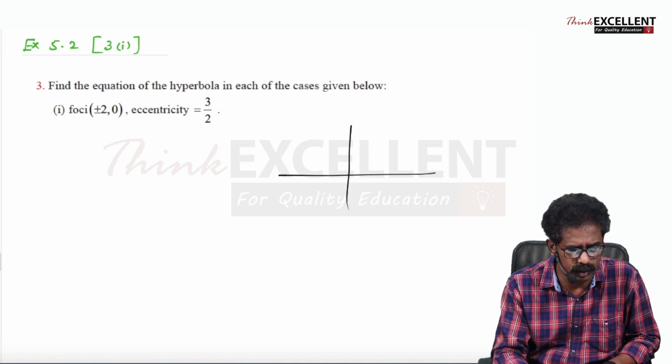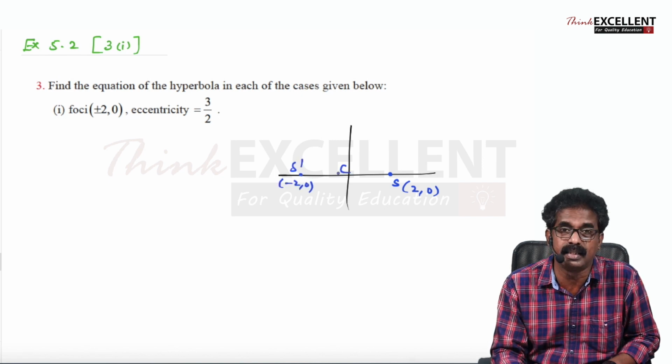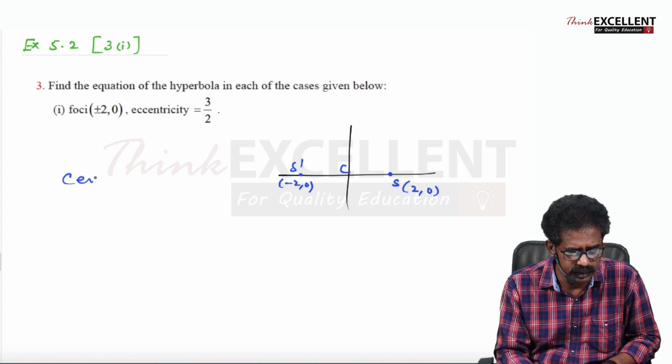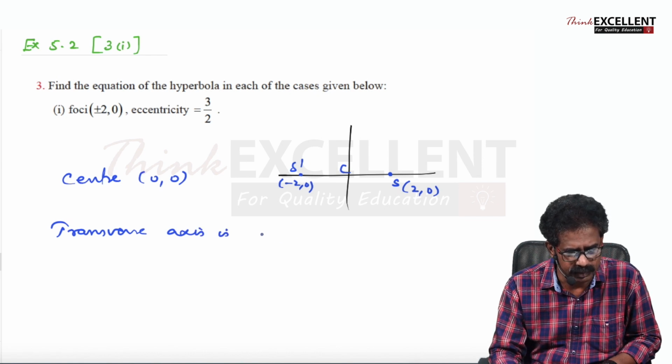One focus is 2, 0. Another one is minus 2, 0, right? So that is S dash, minus 2, 0. The midpoint is the center. So here you know the center is 0, 0. So this is the first type. So you know the transverse axis is along the x-axis, right?